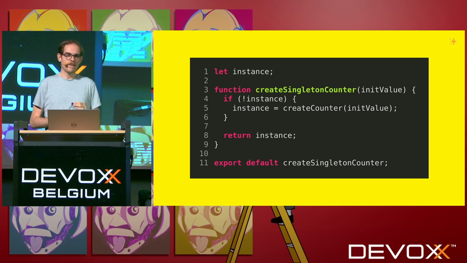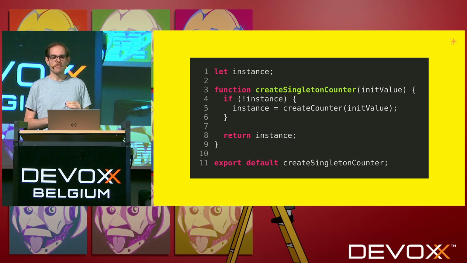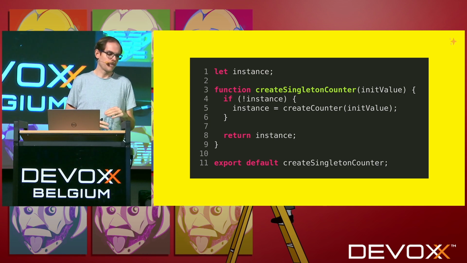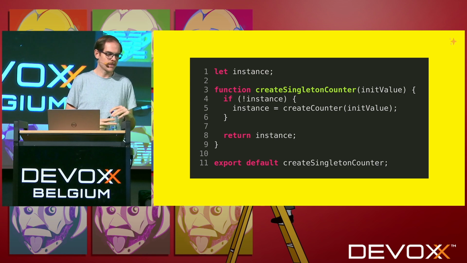There are ways to do singletons with classes in JavaScript. You can look it up. If you want to be safe about it, it's a little bit messy. In comparison, this is simpler. And again, it achieves basically the same purpose.